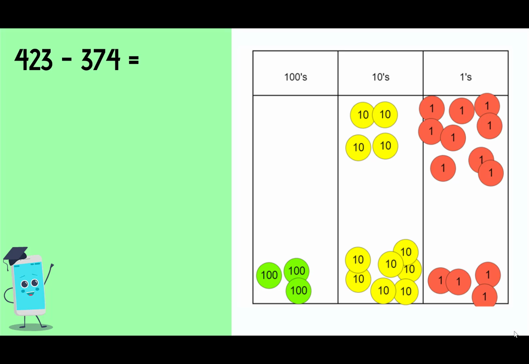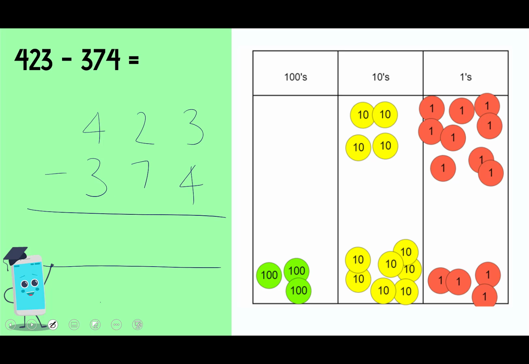Let's have a look at what that looks like using a standard written method. We line up the digits, making sure to line the digits up in the right columns so that our ones, tens and hundreds are clearly in different columns.